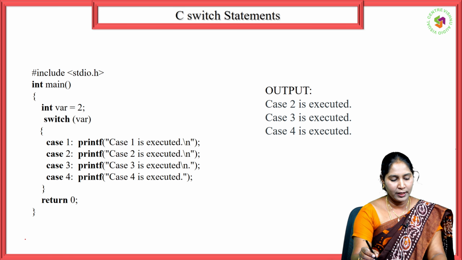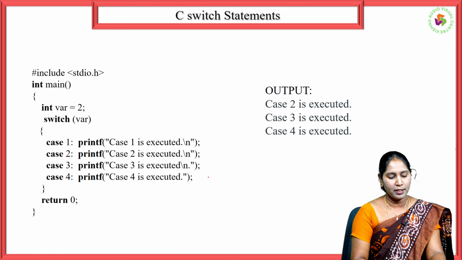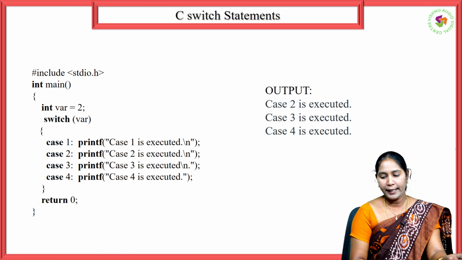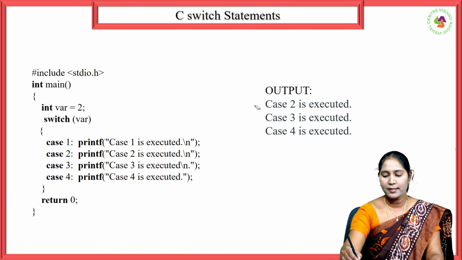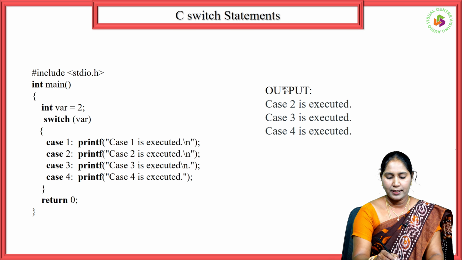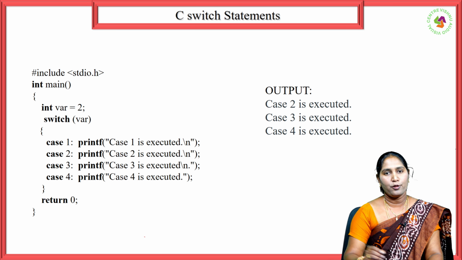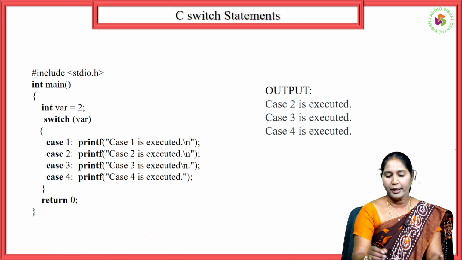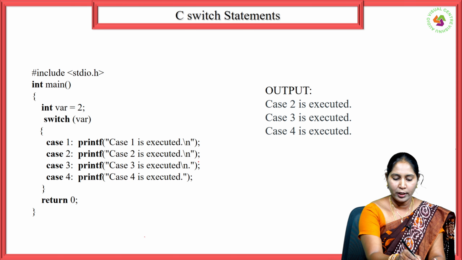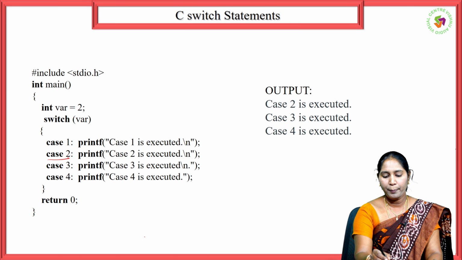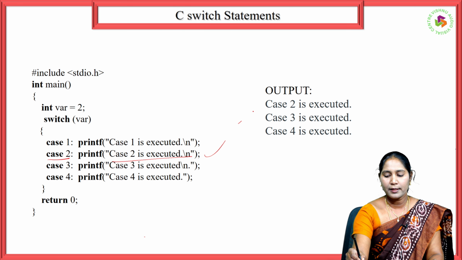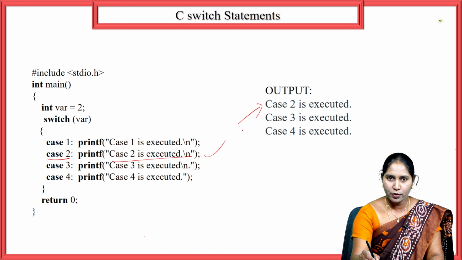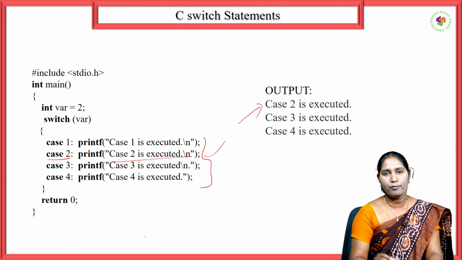If I am not using any break statement, as in this program, I'll get my output as case 2 is executed, case 3 is executed, and case 4 is executed. So this is the basic thing that you have to keep in mind. If I'm using break, it executes only that particular case and prints only that particular result as output. If I'm not using a break statement, all the statements will be executed and those values will be printed.